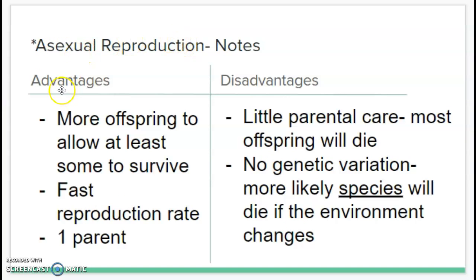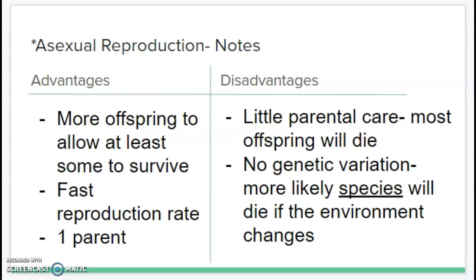Asexual reproduction, same thing, has good things, advantages, and disadvantages. So an advantage would be more offspring, it produces a lot more offspring to allow at least some to survive. So we call that overproduction. We talked about that with fish. So fish lay thousands of eggs at a time because a lot of them will die. So an advantage is that some will at least survive. Like we saw in the video, there's a fast reproduction rate, so they reproduce very quickly, and it only requires one parent, right? So there's no sperm and egg, there's no male and female, it's just one splitting into two, and so on.